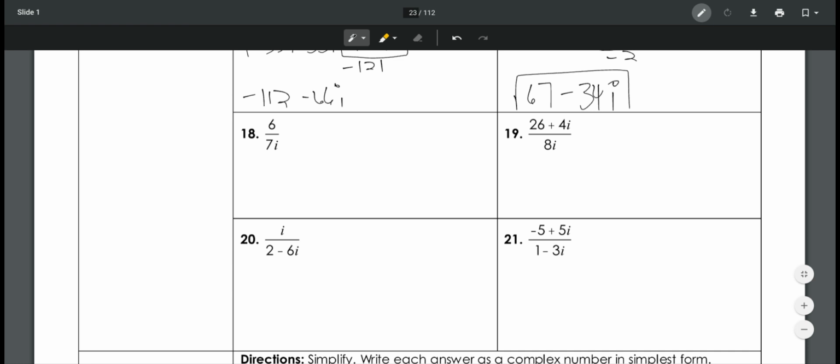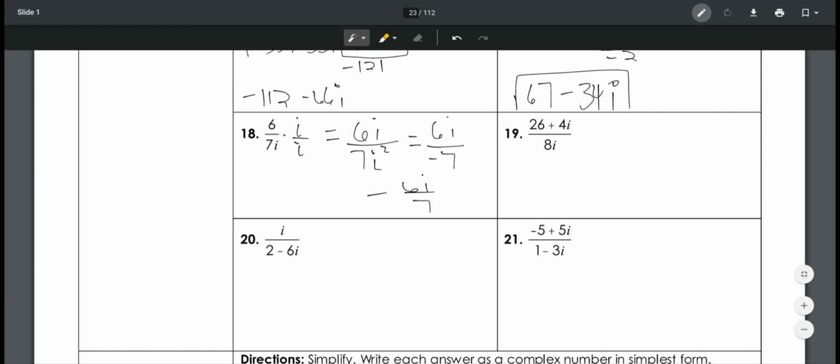So in number 18, if I multiply the top and the bottom by just simply i over i, that gives me 6i over 7i squared, and that would become 6i over negative 7. You can write that as negative 6i over 7. You can pull that negative from the denominator and just stick it out in front of that fraction.